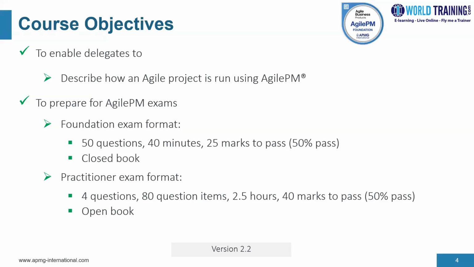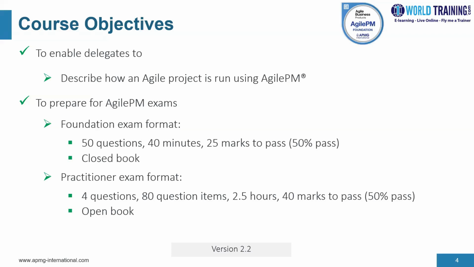Whereas the practitioner exam is a scenario-based examination. You would have 4 questions, 80 marks in total, and you would be given 2.5 hours. The expectation is to get 40 out of 80, i.e. a 50% pass mark. And the practitioner exam is an open book examination.